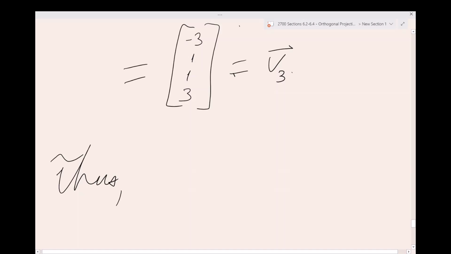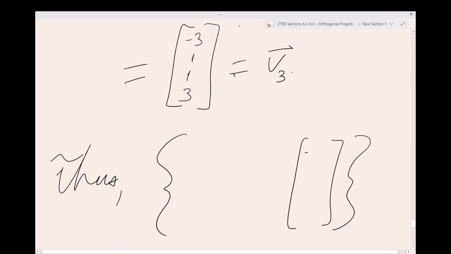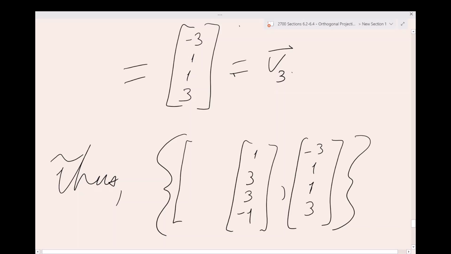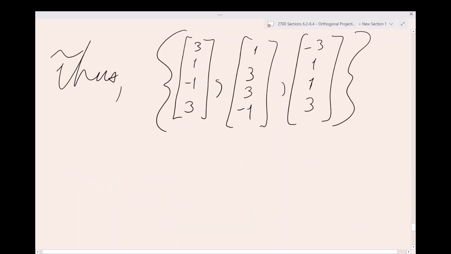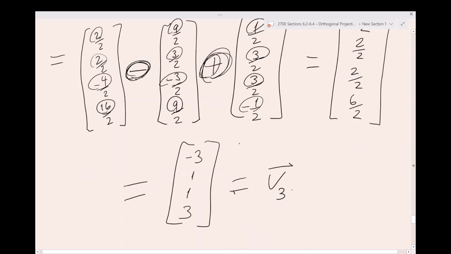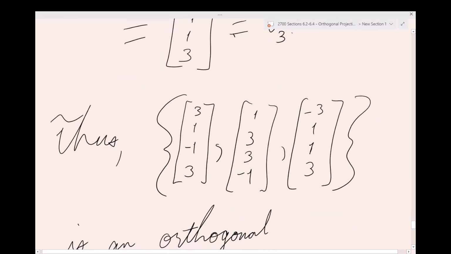So thus, what's my set of vectors here? Well, we have our V3, so my third one was negative 3, 1, 1, 3. And let's go back to the first two. My V2 was 1, 3, 3, negative 1. And my V1 is that. And that is an orthogonal basis generating the same subspace, which was the column space of that matrix.